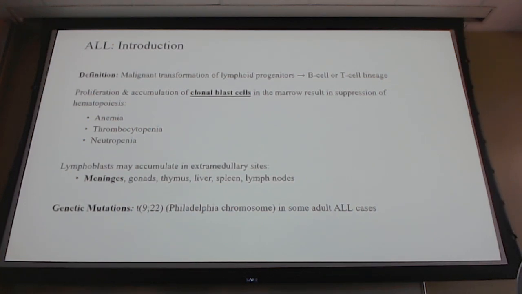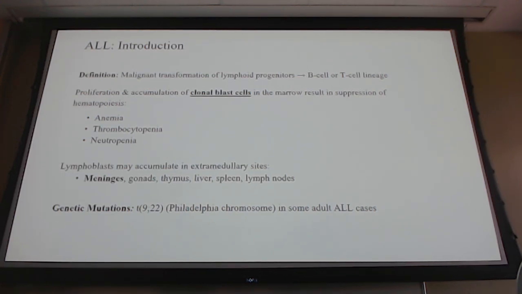This proliferation or accumulation of those clonal blast cells in the marrow results in suppression of hematopoiesis, right? So what is this? Making blood. So we're going to see those cytopenias: anemia, decreased RBCs, decreased platelets, and decreased neutrophils, right? Key characteristic of ALL, I want you to think CNS involvement, right? These lymphoblasts may accumulate in extramedullary sites, meninges, gonads. But I want you to think CNS involvement.